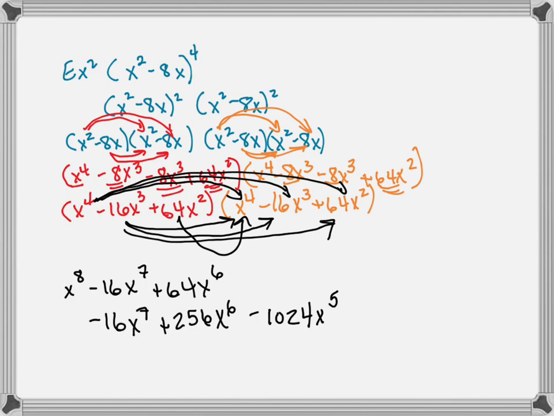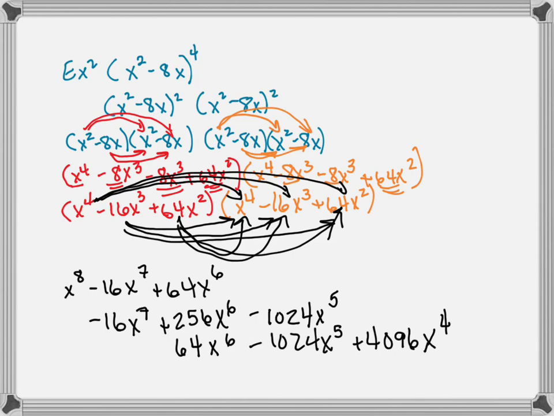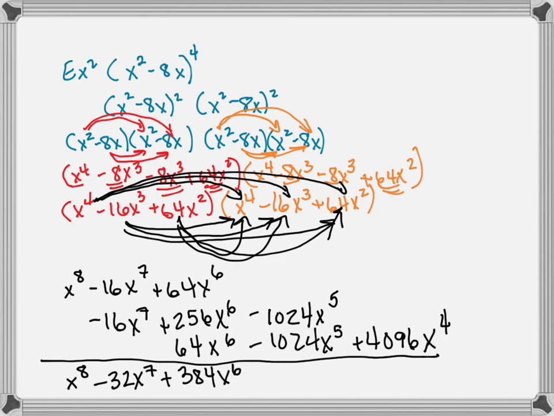Okay, so final term that I'm multiplying through by, 64x squared times x to the fourth is 64x to the sixth. 64x squared times negative 16x cubed is negative 1024x to the fifth. 64x squared times 64x squared is 4096x to the fourth. And now I'll combine my like terms. I have my x to the eighth. I have negative 32x to the seventh. I have 384x to the sixth minus 2048x to the fifth plus 4096x to the fourth.